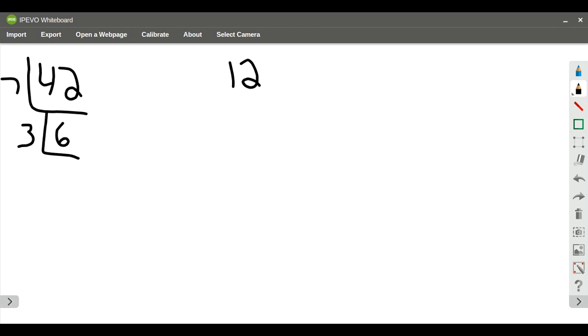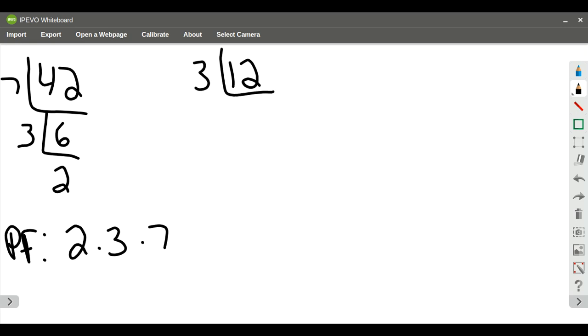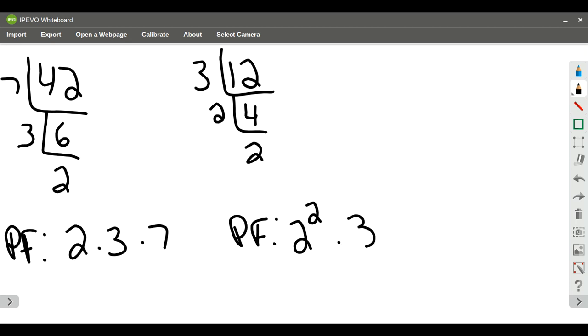6 divided by 3 is going to be 2. So my prime factorization for 42 is going to be 2 times 3 times 7. Now I'm going to do my prime factorization for 12. So I'm going to start with 3. And then 12 divided by 3 is going to be 4. Pick a prime value of 2. 4 divided by 2 is going to be 2. So my prime factorization for 12 is going to be 2 to the second power times 3.